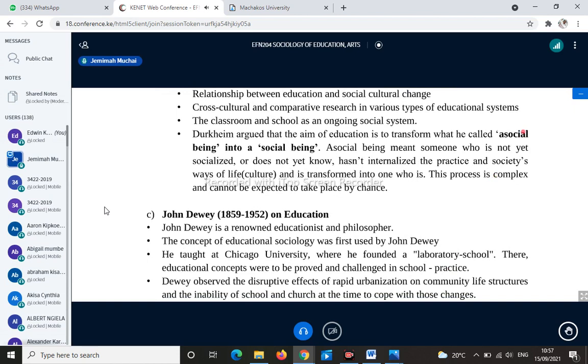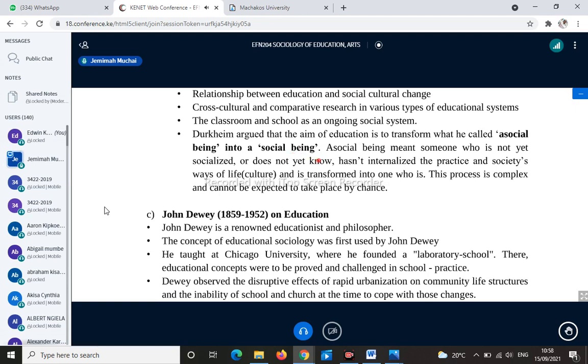A social being is somebody, for example, on Monday, there were students who were reporting to Machakos University. They have not yet been socialized into the university life. But by the time they complete their education in Machakos University, they will have become socialized and become social in the university life. Right now, they are wondering how university life is.